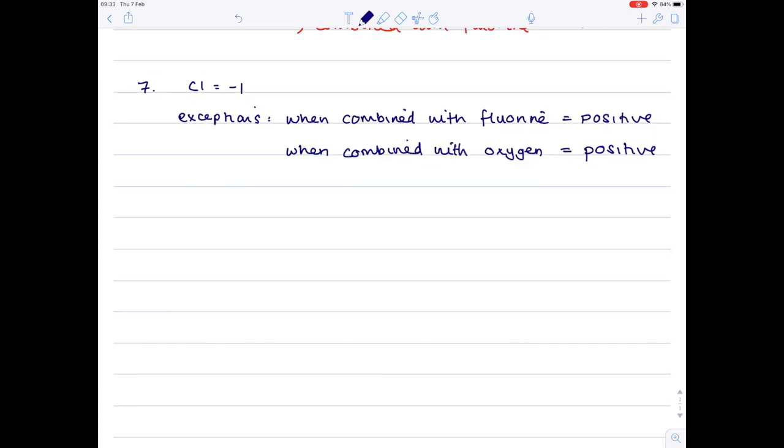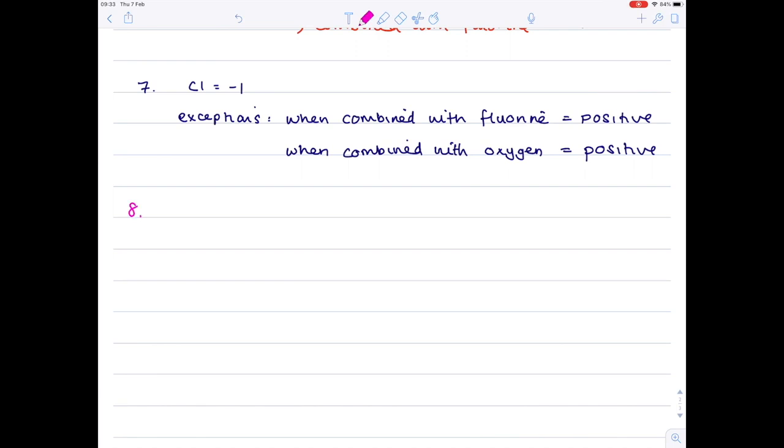Anyway, rule 7, looking at chlorine now as the element. Remember that it always has an oxidation number of -1. There is an exception here. When it's combined with fluorine, it switches the sign of its oxidation number to being positive, and the same is true for oxygen. Now, the number it turns into will very much depend on the compound you find it in, and we will look at some examples to make sure that actually makes sense for you guys.